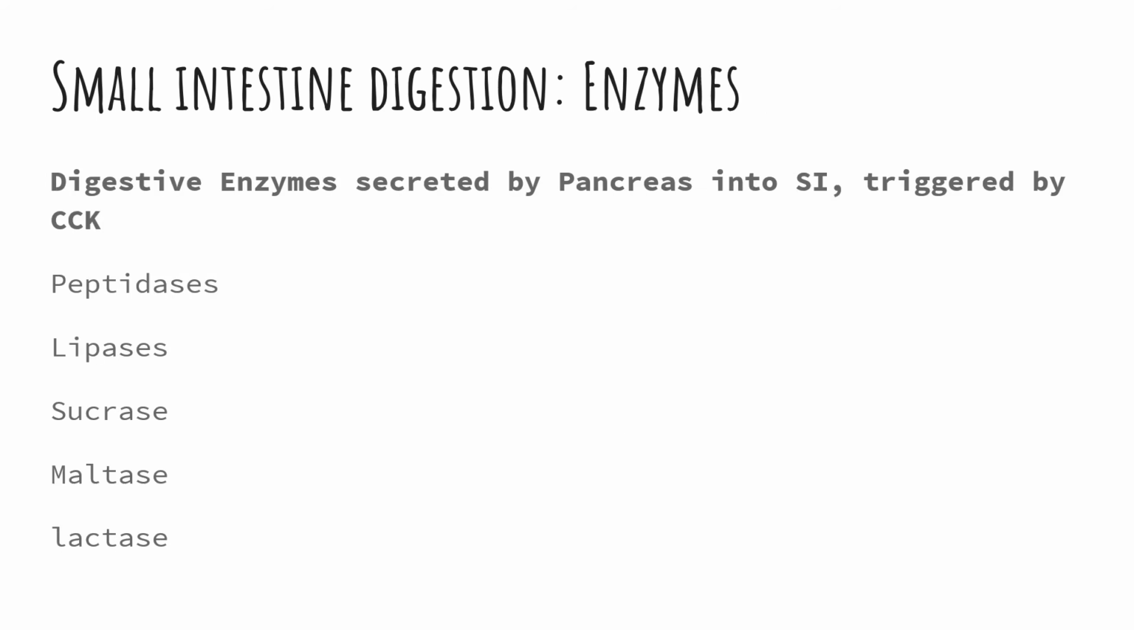And then enzymes. Again, you'll notice these all end in ASE. Well, I've pluralized some of them, but they end in ASE. So peptidase, lipase, sucrase, maltase, and lactase. Peptidase, peptides; lipase, lipids; sucrase, sucrose. Maltase is for our complex carbohydrates, or starches, basically. So as we break starches into smaller carbohydrate chains, we use maltase to do that. Lactase acts on lactose.